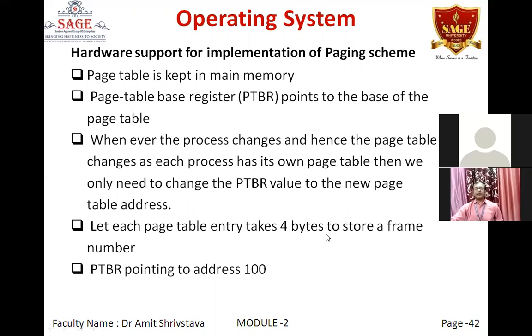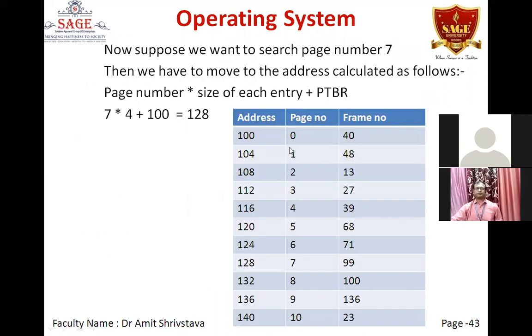Let each page table entry take 4 bytes to store a frame number, and PTBR is pointing to address 100. So what will happen? Each page table entry requires 4 bytes, and the PTBR, that is the page table base, is pointing to the 100th address. It means that at the 100th address, we have written the frame number for page number 0, right?